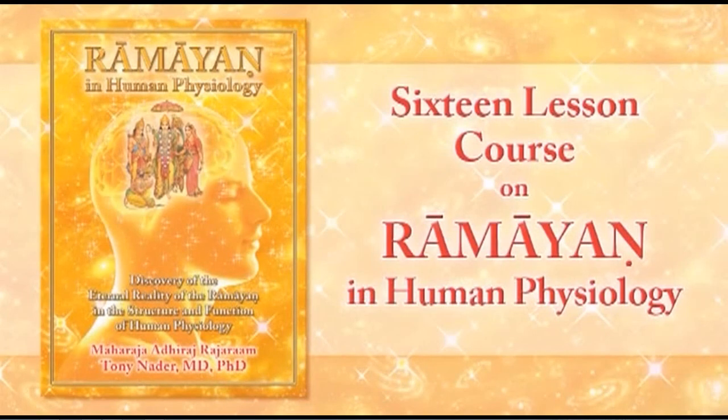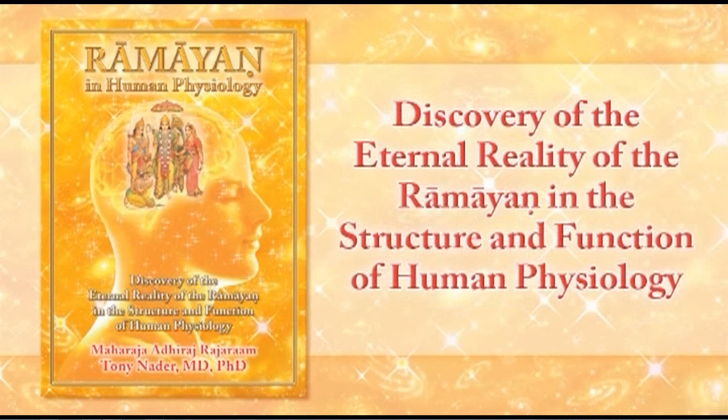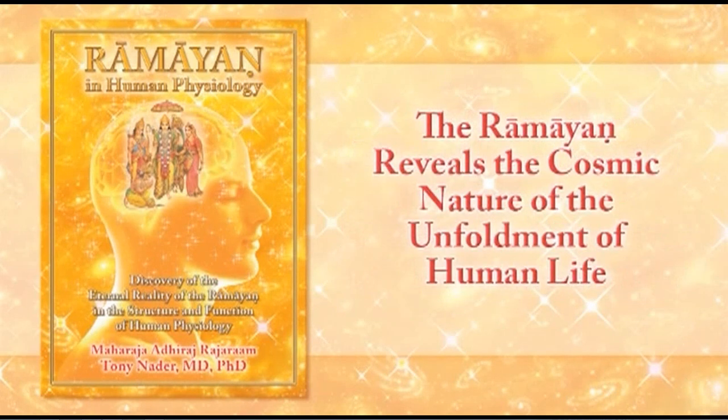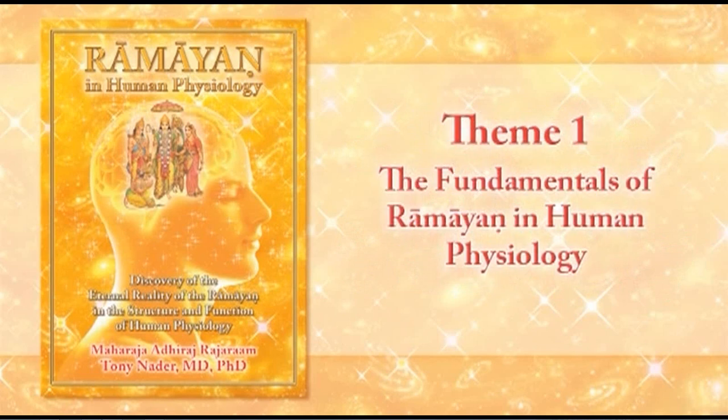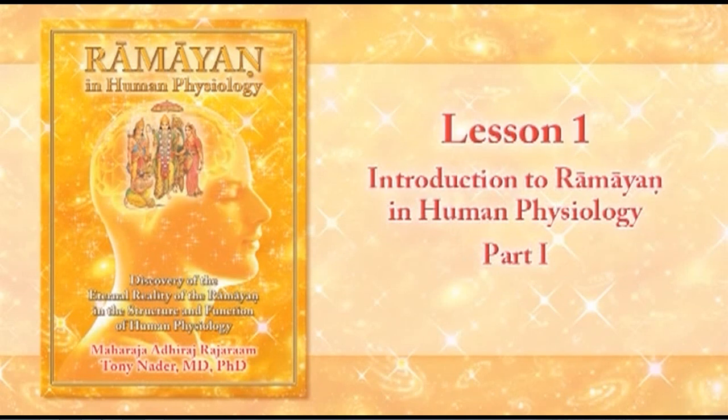We will now read the titles of each of the lectures taken from the course overview chart. 16-lesson course on Ramayana in human physiology. Discovery of the eternal reality of the Ramayana in the structure and function of human physiology. The theme of the course is the Ramayana reveals the cosmic nature of the unfoldment of human life. The course begins with Theme 1, the fundamentals of Ramayana in human physiology. Lesson 1, Introduction to Ramayana in human physiology, Part 1. Lesson 2, Introduction to Ramayana in human physiology, Part 2.